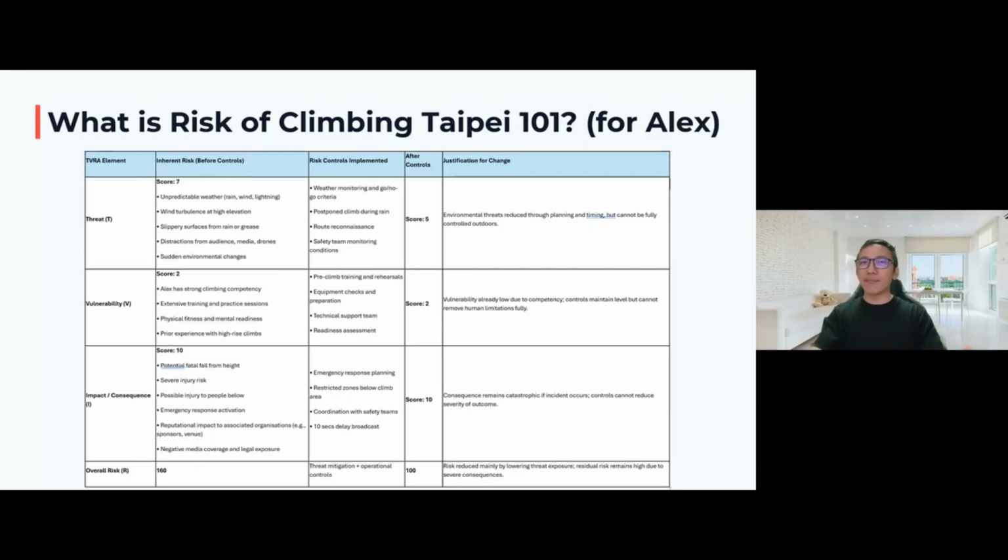So can something be done? Yes, I think Alex has done a lot of things. He did pre-climb training, a lot of intensive training. He did his equipment check and preparations. He got his support team to come in. He did his trial run. He did some practice climbs also. Now, with all this risk control, the score has no change.